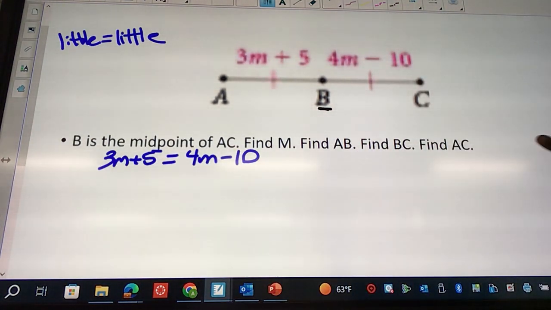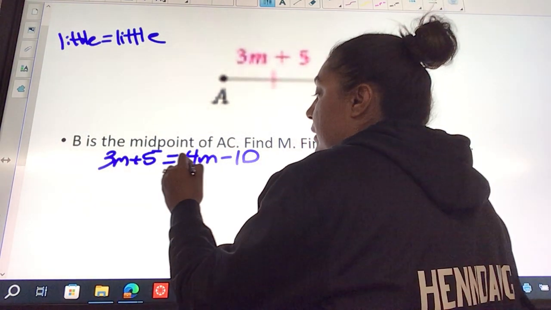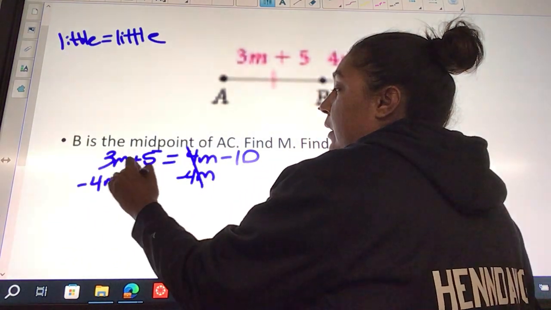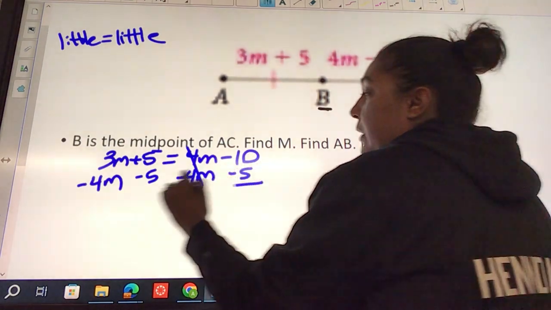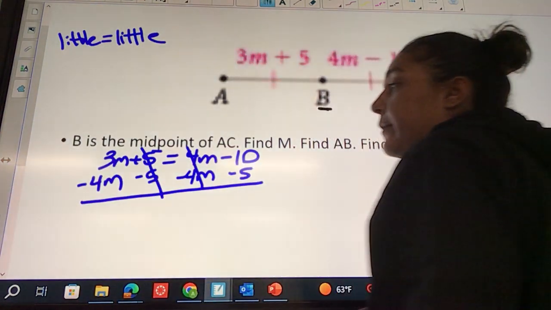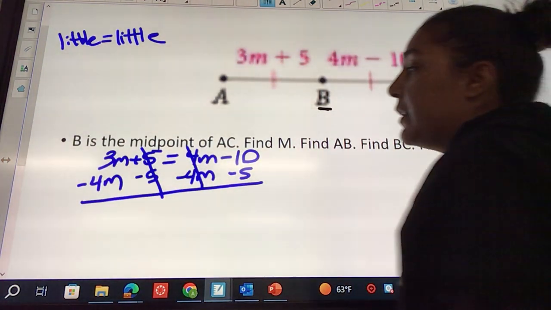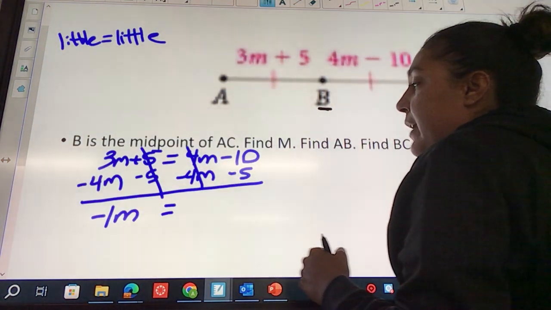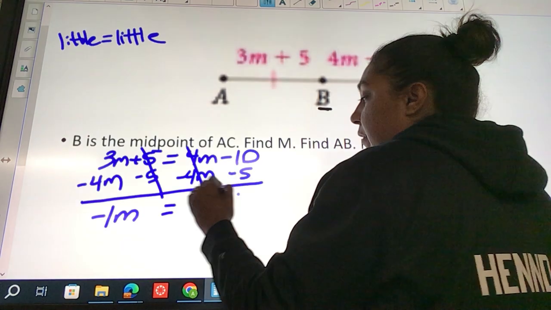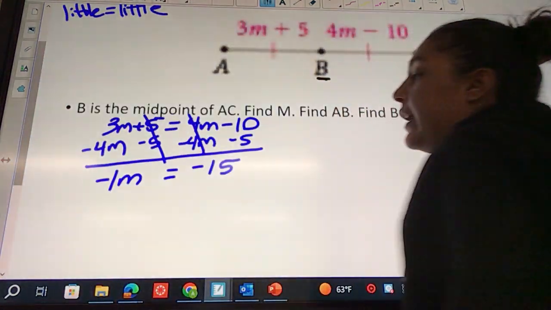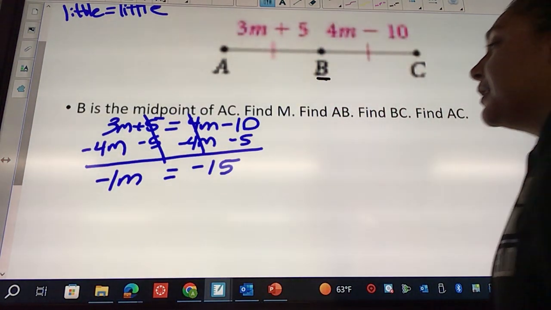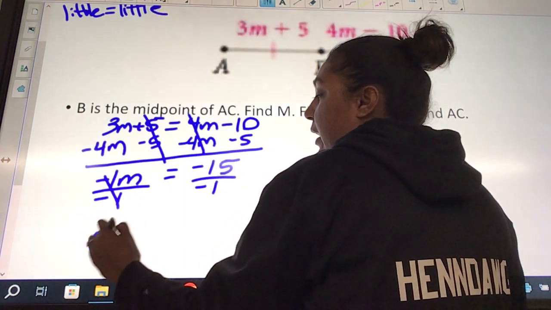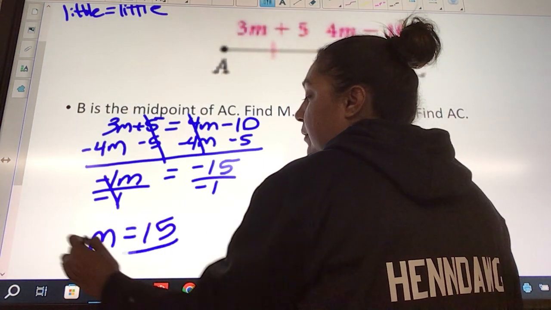Okay, so our letters are going to go to the left, the numbers to the right. So minus 4m, minus 4m. And then we're going to say minus 5, minus 5. Okay, so 3 minus 4 is going to be negative 1m equals negative 10 minus 5, which is negative 15. Okay, and our last step is always to divide. So we get m equals a positive 15.